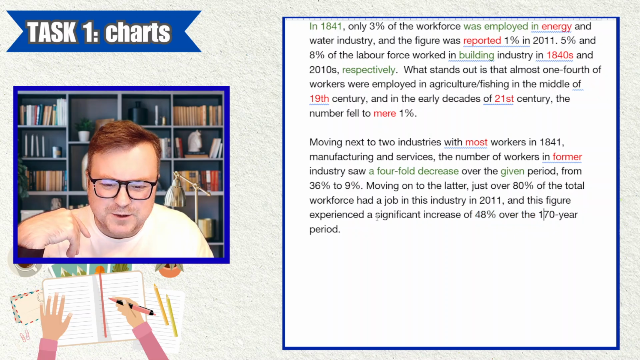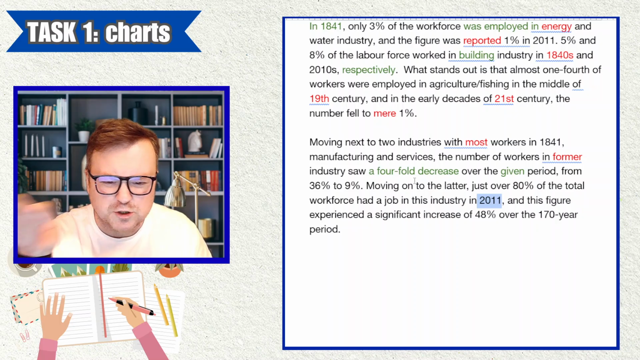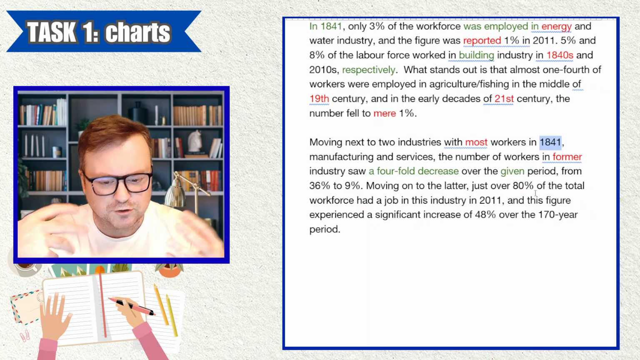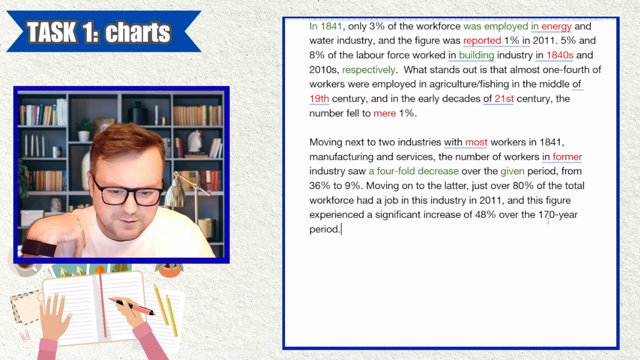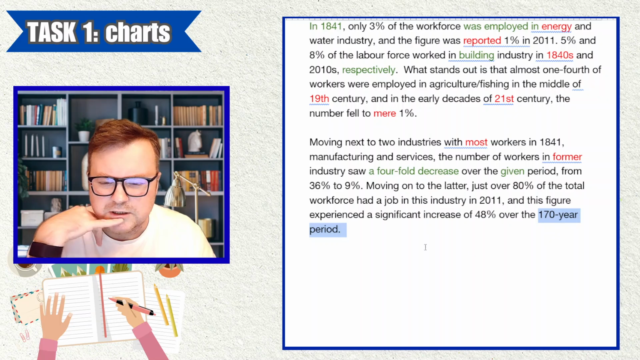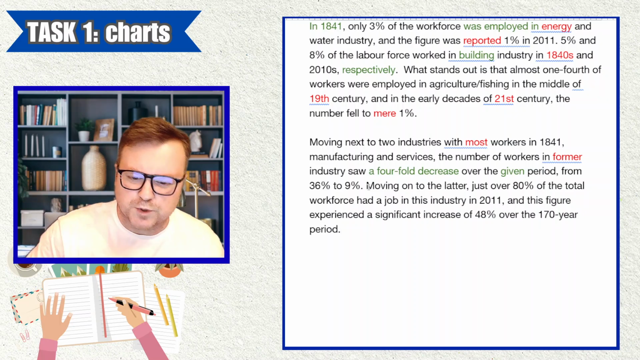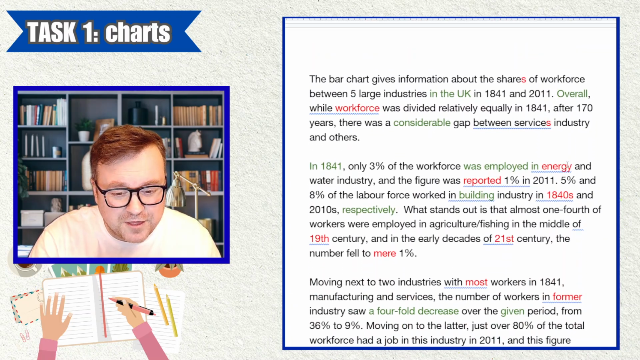Yeah, but when you say it experienced a significant increase, to me, that feels like after 2011. So I'm not sure about the way that you present the information. You might want to start with the number in 1841 and then say it experienced a significant increase of 48%, rising to 80% or something like that. And then again, we get over the 170-year period. Okay, so for me, the way that the work is presented is not always logical. I think there should have been a new paragraph there.